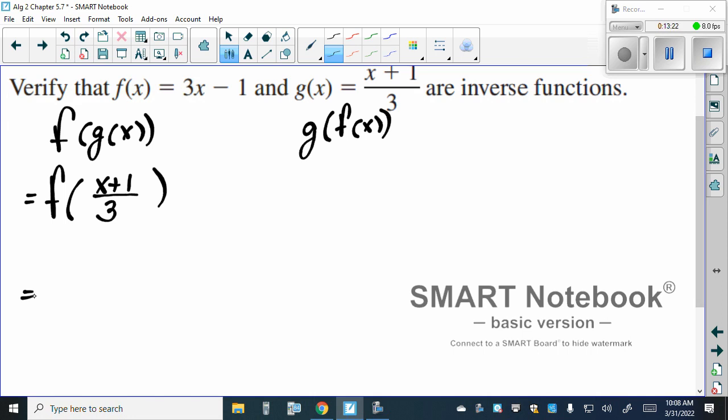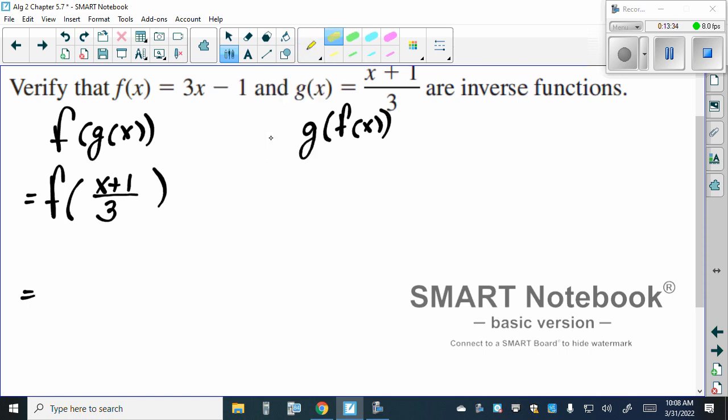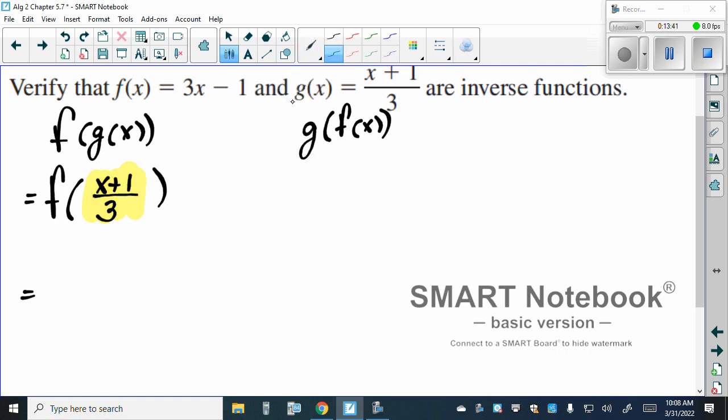Now our f of x is 3x minus 1. Well, we don't have x anymore. We have (x plus 1) over 3, yes? So we'll plug x plus 1 divided by 3 in for x, which is going to give us 3 times (x plus 1) over 3, minus 1.